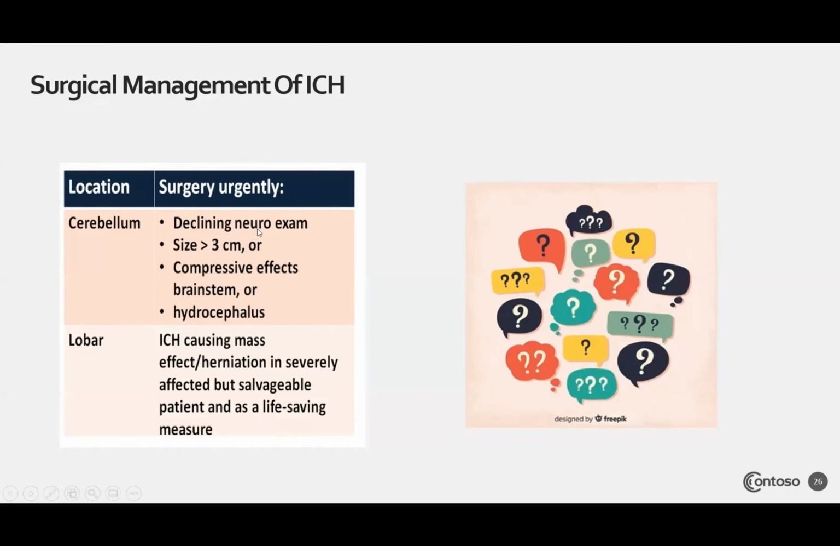If there is any decline in the neurological exam, this is the urgency for surgical management. If the size of the hematoma is more than 3 cm, or it is compressing the brainstem, or if there is hydrocephalus, they will do a suboccipital decompressive craniectomy with EVD.